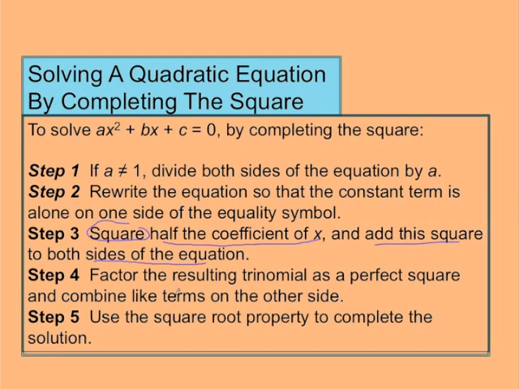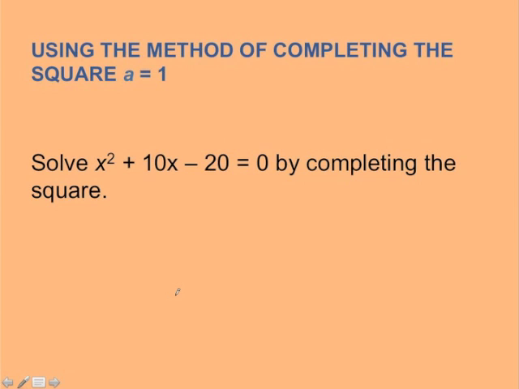Sounds like a lot of words. Let's see how we solve x² + 10x - 20 = 0 by completing the square. The x² term is already 1x², so we don't have to do the first step. Moving to step 2, x² + 10x equals, we want to have 20 on the other side to make the constant term by itself.